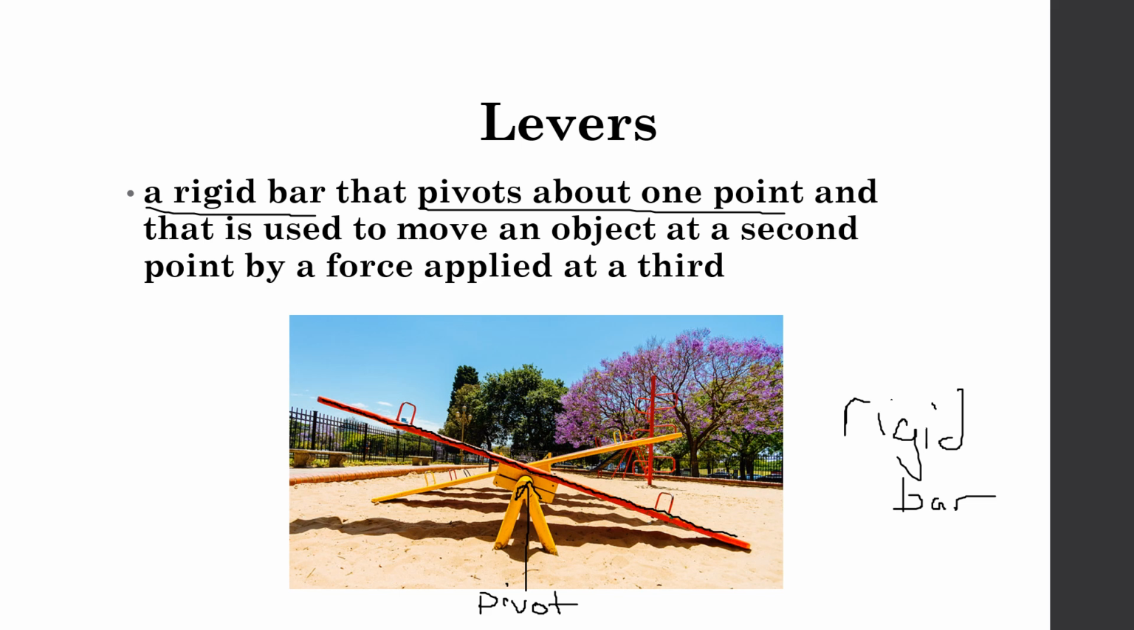That is used to move an object at a second point. So here would be the second object, and here would be the third object. So we can kind of imagine how this can work. You've got 2 people and the pivot point. So those are the 3 places that it's talking about in its definition. And then the lever or the seesaw can move up or down depending on the forces applied to it. So this is what we're going to examine a little bit more.